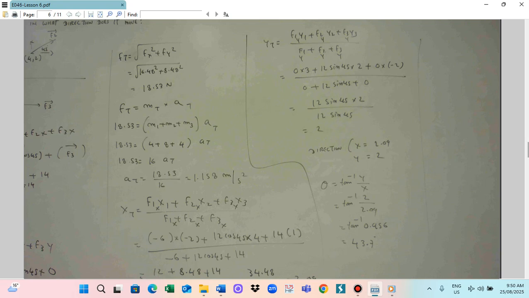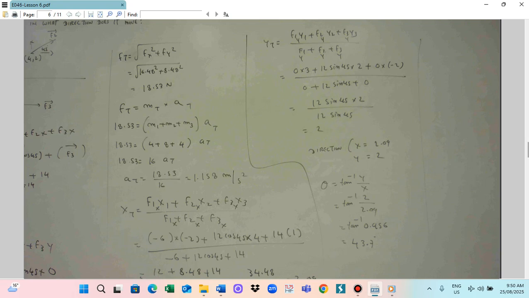And also the Y component of this is 2. F3 Y component is also 0. Y3 is minus 2. Divided by F1 Y component is 0, 12 sine 45 also 0. So that way this is 12 sine 45 into 2 divided by 12 sine 45. So this is a 2. So the direction you can also calculate. So H is 2.09, Y is equal to 2.